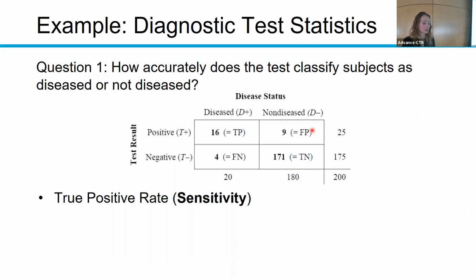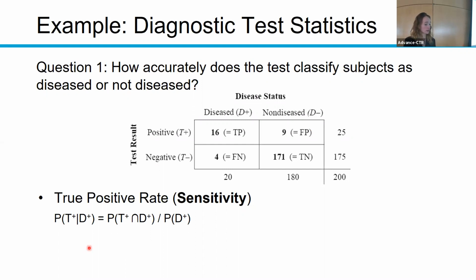Question 1, how accurately does the test classify subjects as diseased or not diseased? So this is our true positive rate. Does anyone have an idea of how, using our probability notation, we might write that out? What probability are we looking for? We're looking for the probability of a true positive. So this is the probability that we've tested positive given that we have the disease. Right, this is a true positive. It's also called sensitivity.